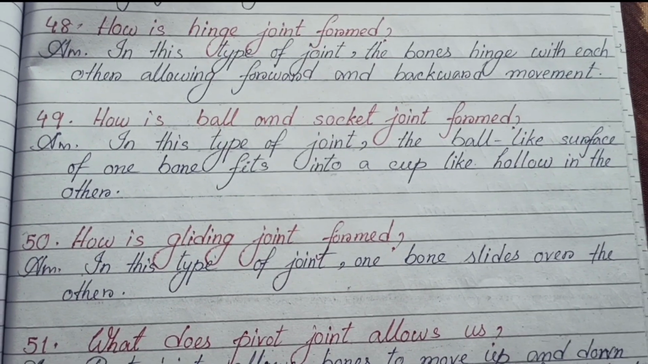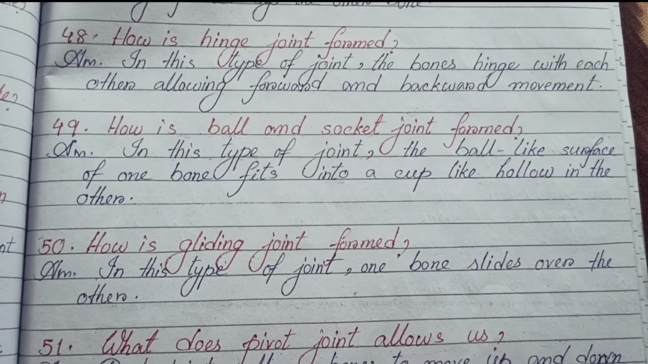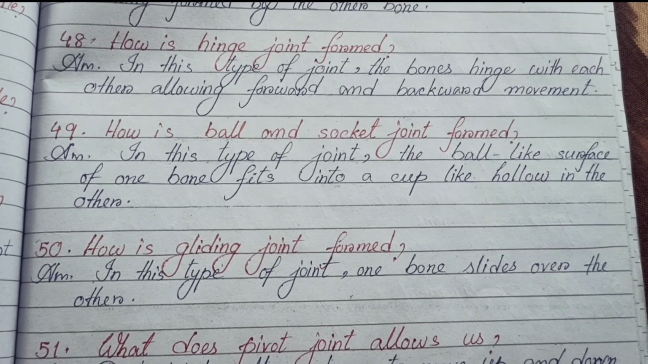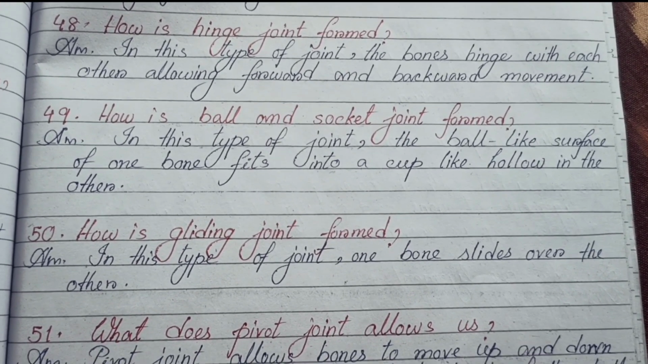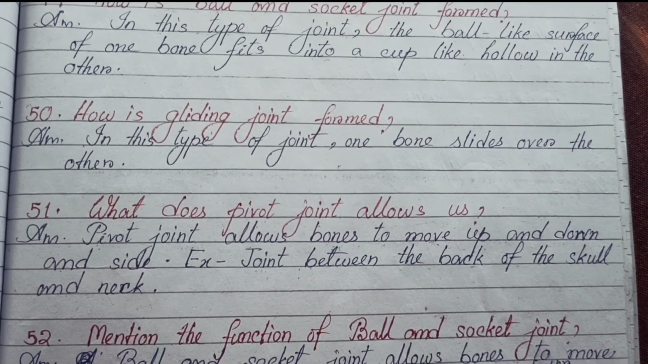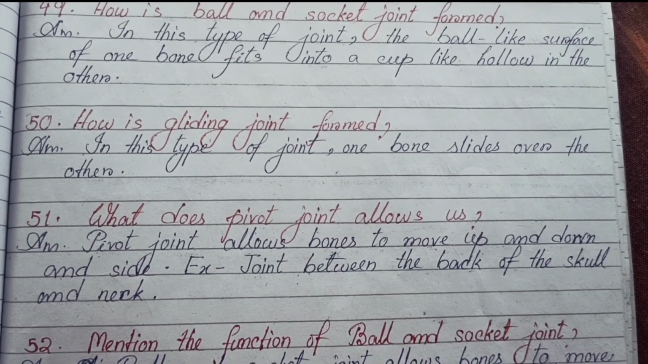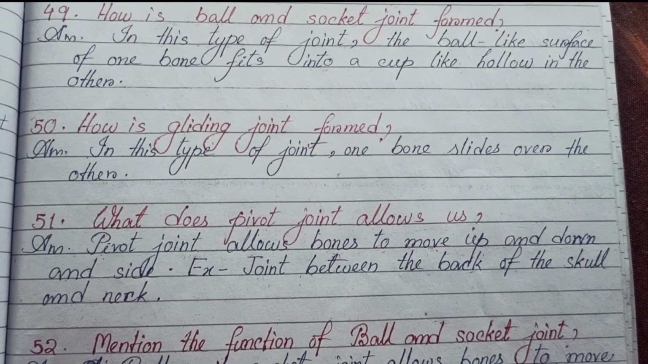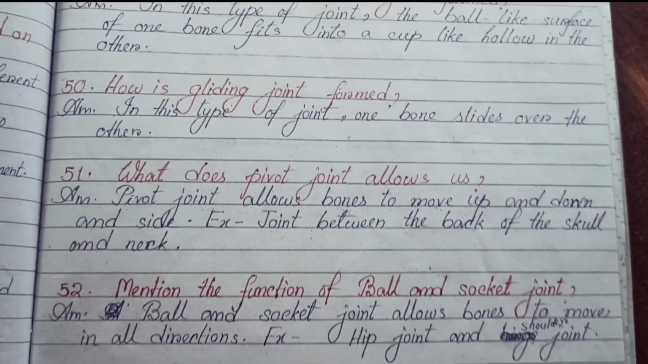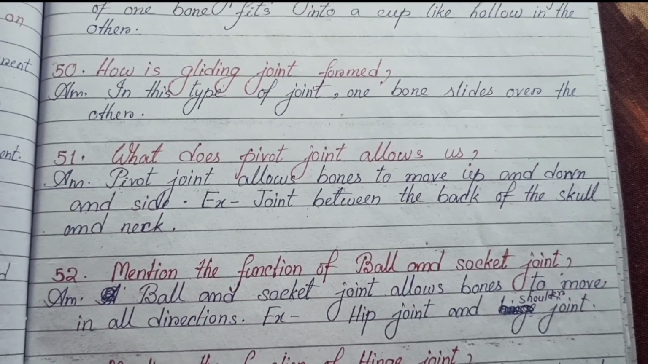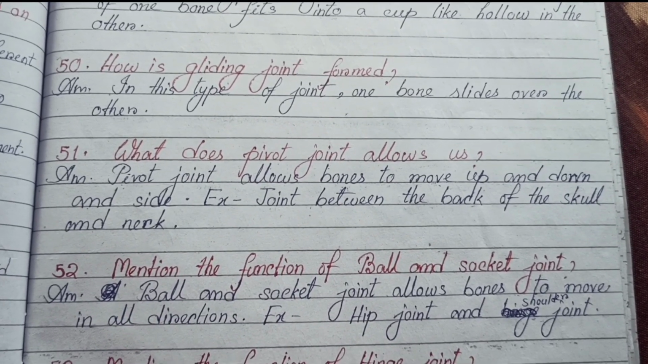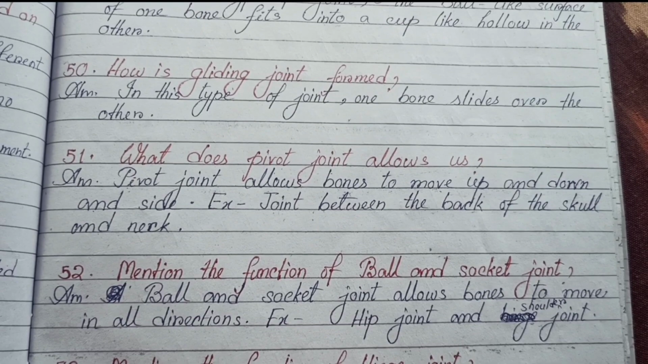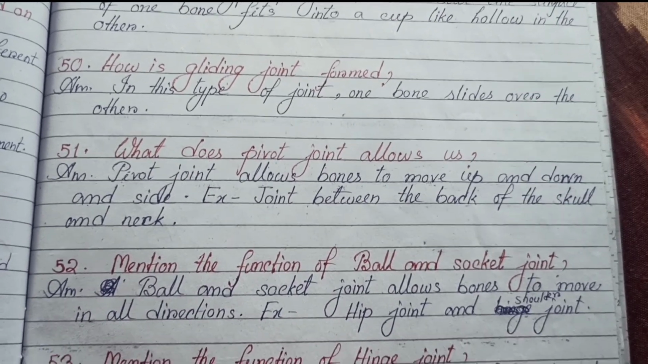Number 49. How is a ball and socket joint formed? In this type of joint, the ball-like surface of one bone fits into a cup-like hollow in the other. Number 50. How is a gliding joint formed? In this type of joint, one bone slides over the other. Number 51. What does a pivot joint allow us? A pivot joint allows bones to move up and down and side to side. Example, the joint between the back of the skull and neck.